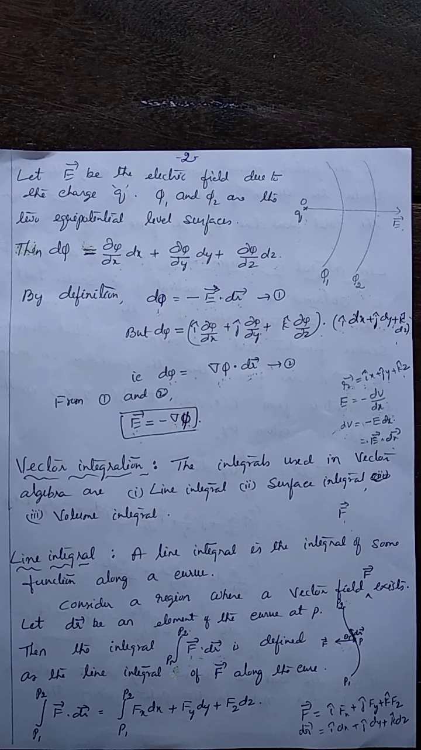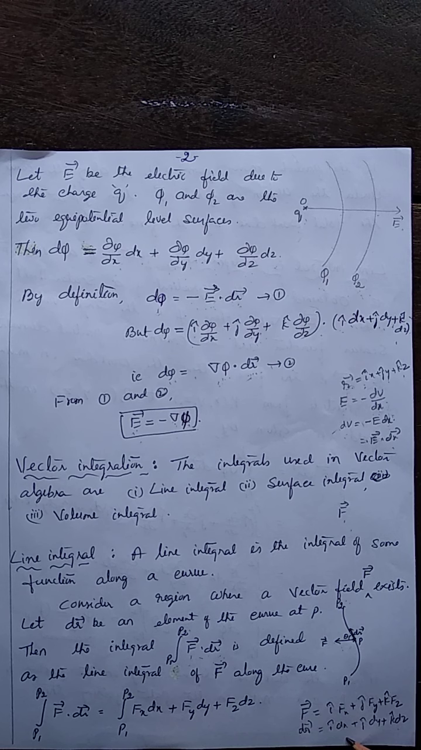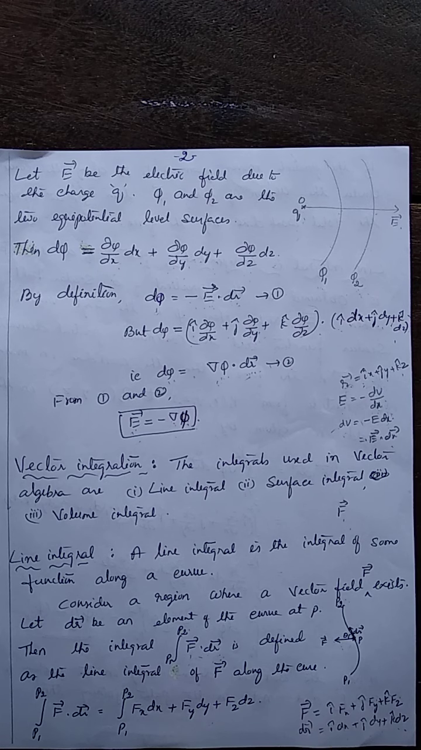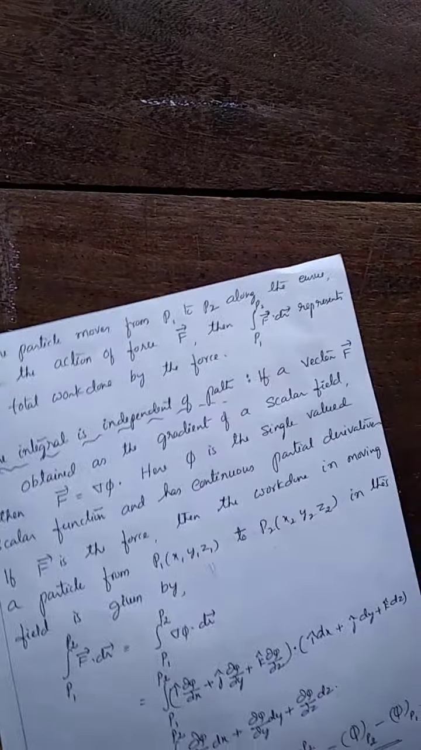Find the dot product. Only i dot i, j dot j, k dot k remain. Other terms are zero, they vanish. So that you get Fx dx plus Fy dy plus Fz dz. This is a representation of the line integral in terms of the components. This is about the line integral.